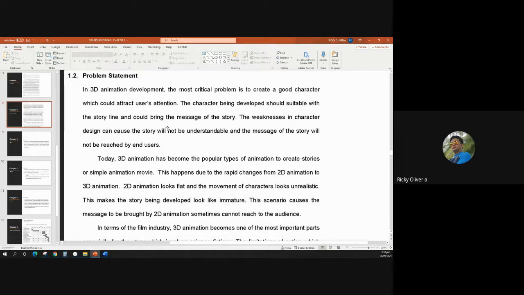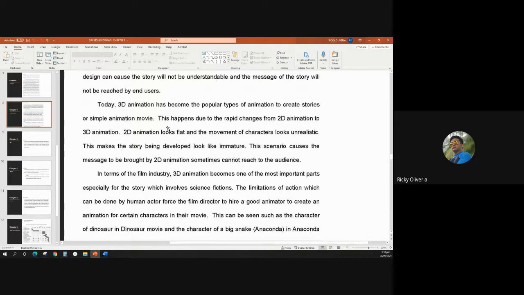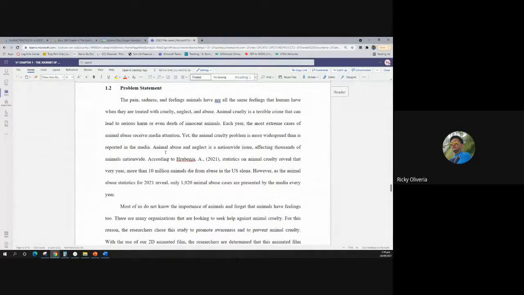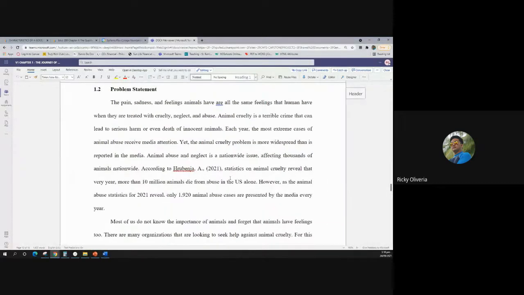Now, let's see. Tignan natin kung ano naman in application dun sa ginawa nung nagka-capstone 2, no? Natin. So the same template are provided. Ganun pa rin, no? So ayan. Kasi ito, yung problem statement nila would vary, no, would encapsulate dun sa animal cruelty. So the pain, the sadness, the feelings animals have are all the same feelings that human have when they are treated with cruelty, neglect, abuse. So animal cruelty is terrible. So yan, meron din siyang it's like meron pa rin siyang quote and quote doon.